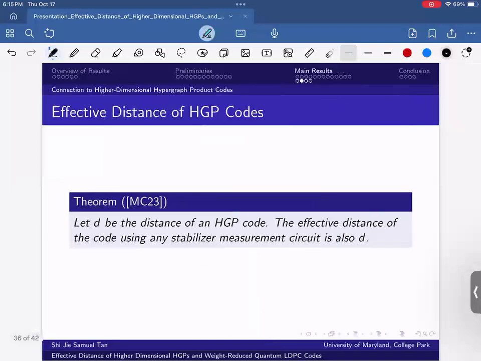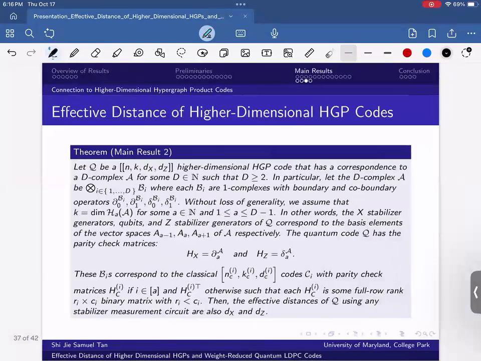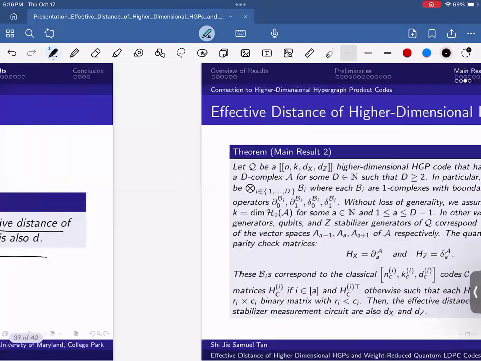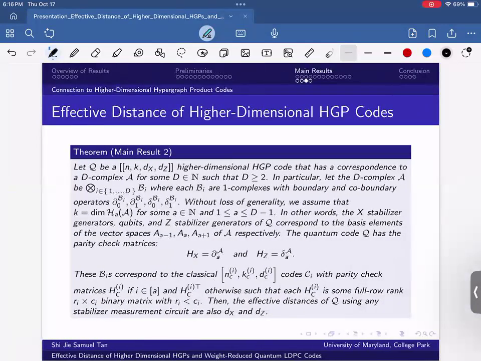And then the higher dimensional case. I have mentioned this previously, but basically it's a recent result from last year that if D is the distance of a hypergraph product code, the effective distance using any stabilizer measurement circuit is also D. Who are the authors of this work? Jahan Claes and Akira Minmain.